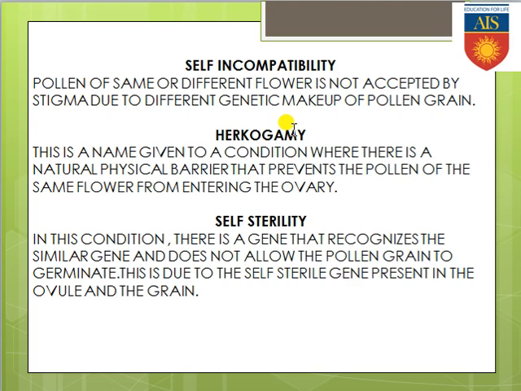Herkogamy, what is that? This is a name given to a condition where there is a natural physical barrier that prevents the pollen of the same flower from entering into the ovary. Herkogamy is also a natural barrier, and this is obviously a physical barrier which can be found in between the androecium and gynoecium, so that from the anther the pollen grain can't reach to the stigma of the female part, and it is always happening in the same flower. So automatically herkogamy is resisting the self pollination and encouraging the cross pollination.